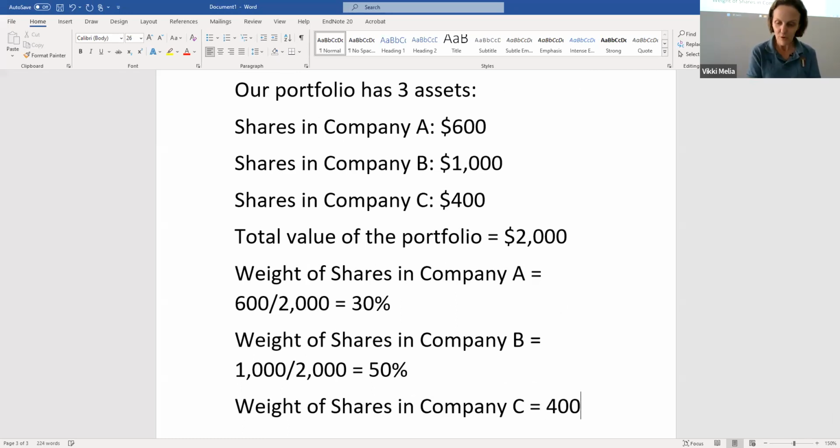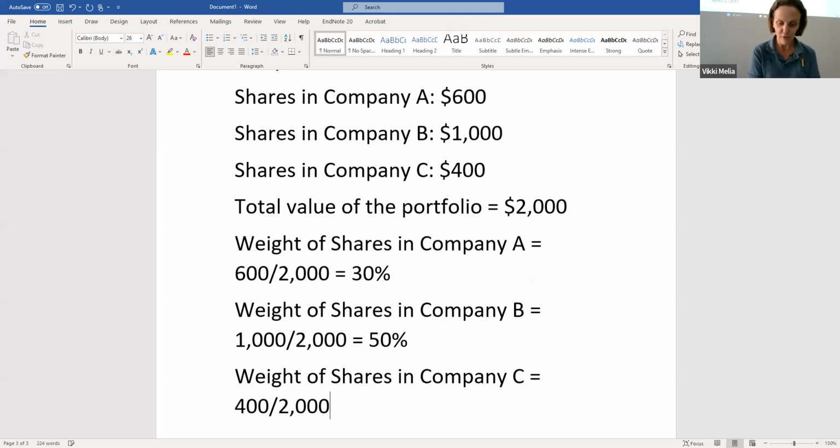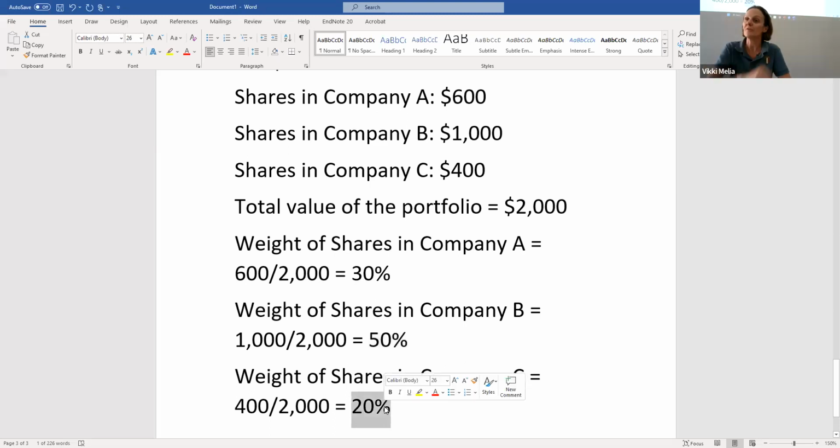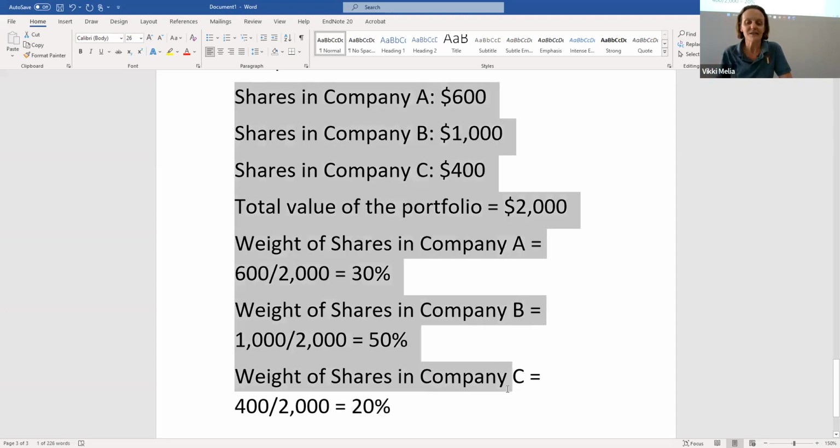So for C, we've got $400 invested in C. The total portfolio value is $2,000. So C must be 20%. So being able to calculate these weights is an important step when you do any calculations, whether it's expected return or standard deviation for a portfolio. It's really important just to look and see what's the total value of the portfolio and then what percentage does each asset make up of that total value of the portfolio. Are there any questions about this example here about calculating the weights?